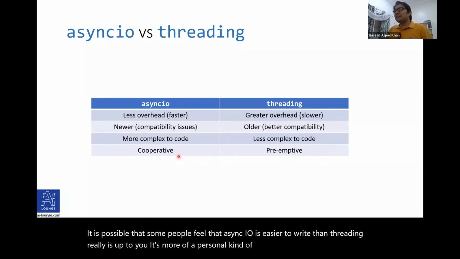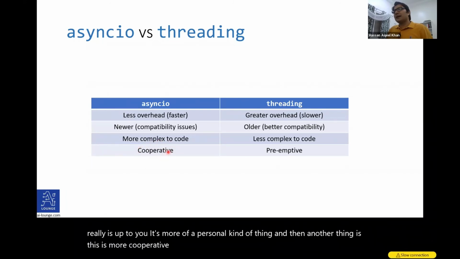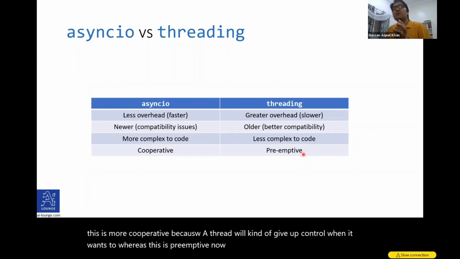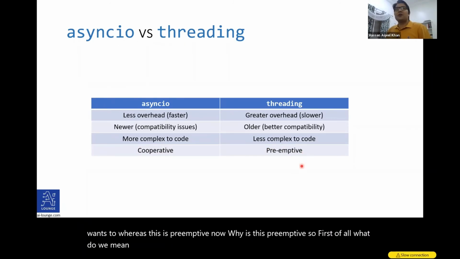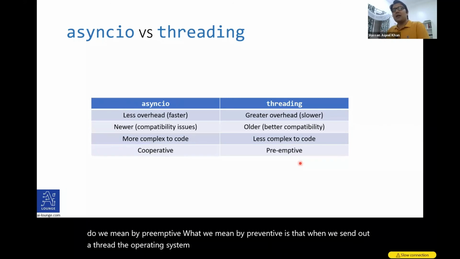And then another thing is this is more cooperative, because a thread will kind of give up control when it wants to, whereas this is preemptive. Now, why is this preemptive? So first of all, what do we mean by preemptive? What we mean by preemptive is that when we send out a thread, the operating system can actually step in and stop that thread if it wants to.